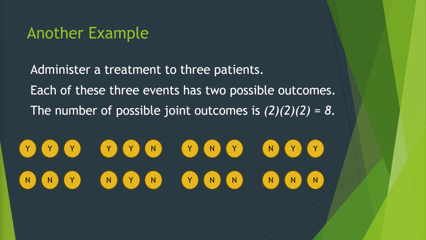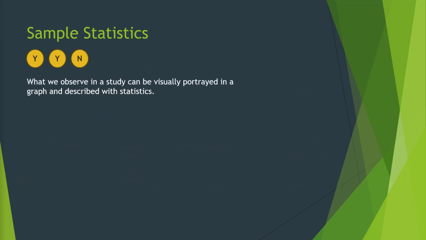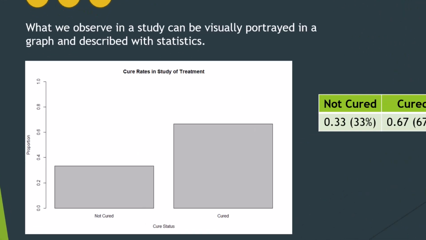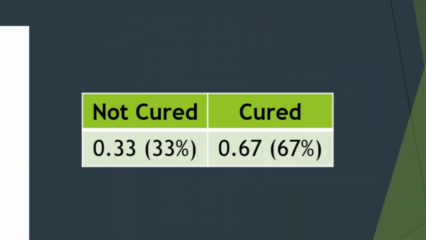We know that there are multiple potential outcomes with joint events. In the example we've been looking at, there are 8 of them. In a study, however, we only observe 1 outcome. What we observe in a study can be visually portrayed in a graph and described with statistics, like this. In this case, what we're showing is that we had 67% cured, 33% not cured. Here's a graph. Here are statistics.